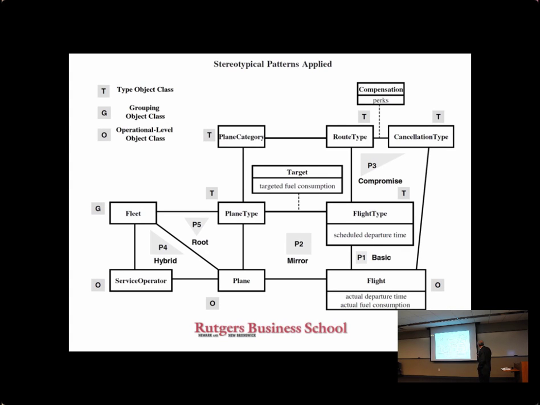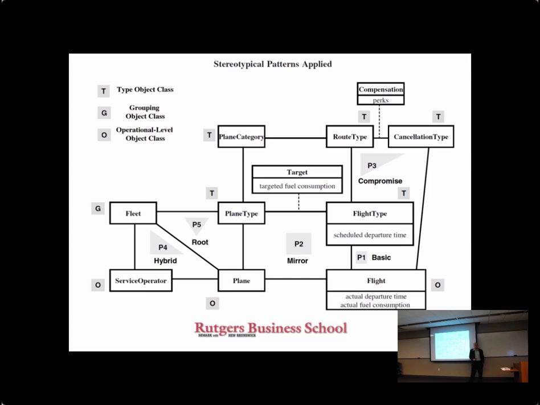And this here, you see the examples of all those patterns before. So this is actually this semantic model of this airline operations. And as before, you see all different patterns. So for example, this is P1.